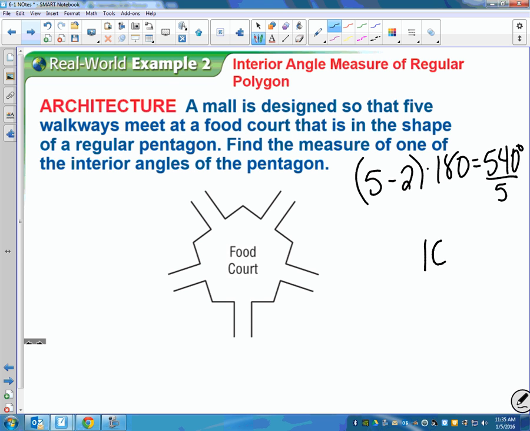You don't need a calculator. 5 goes into 5 one time. 5 goes into 4 0 times. 5 goes into 40 8 times. Use your brains. So that means each one of those equals 108 degrees. So make sure you pay attention whether it's asking for the sum of the angles or just one. Just one, all you got to do is divide it, but it has to be regular to be able to do that. Right? If it wasn't a regular polygon, we wouldn't know how much each one was equal.